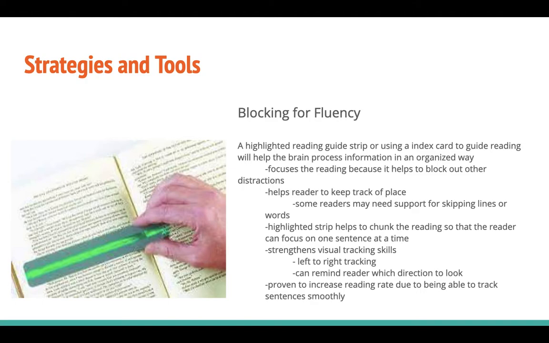The strip helps to chunk the reading so that the reader can focus on one sentence at a time, which over time strengthens visual tracking skills. Readers who use the strips can also be reminded to track from left to right. Utilizing reading guides is proven to increase the reading rate because readers are able to track sentences smoothly.